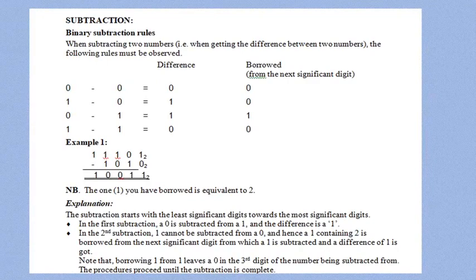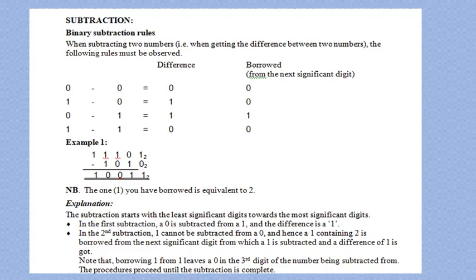Then subtraction, you shall look at the rules of subtraction. 0 minus 0 is 0. Then 1 minus 0 is 1. Then we have 0 minus 1. You need to borrow, not actually carry. You need to borrow 1 from the next figure. Then we have 1 minus 1 is 0.